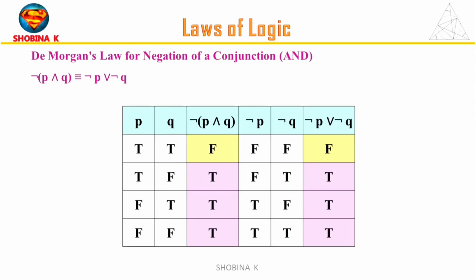And here is the truth table for De Morgan's law for negation of a conjunction. And you can see the columns not (P and Q) and (not P) or (not Q) represent the application of De Morgan's law for negation of a conjunction. And here is the truth table for De Morgan's law for negation of a disjunction. The columns not (P or Q) and (not P) and (not Q) represent the application of De Morgan's law for negation of a disjunction. And they allow us to relate the negations of conjunctions and disjunctions to the disjunctions and conjunctions of negations respectively.